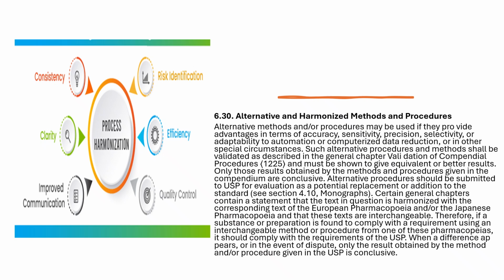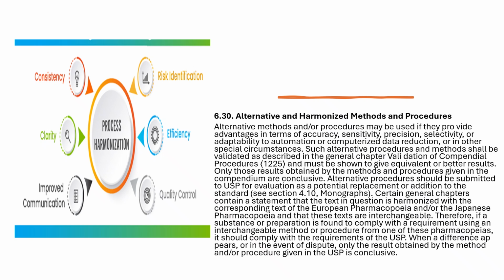That means you are proving that the procedure is harmonized and gives more accurate and sensitive results as compared to the manual one, right? However, only results obtained using compendial methods are considered conclusive. Alternative procedures may be submitted to USP for evaluation as a replacement or addition to the existing method. For example, if you are using a monograph from the USP chapter, then that compendial method should be considered for any analytical activity.